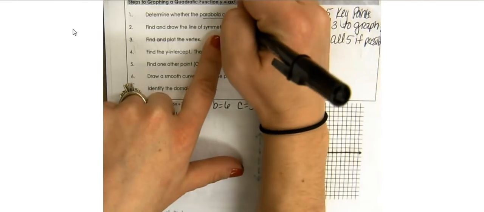Step number 2, it says find and draw the line of symmetry. So remember that your line of symmetry is x equals the opposite of b over 2a. That is the third time I've written this because it is so important for you to know this formula. So what's the opposite of b? The opposite of 6 is negative 6.